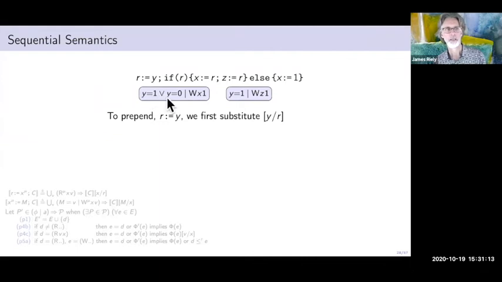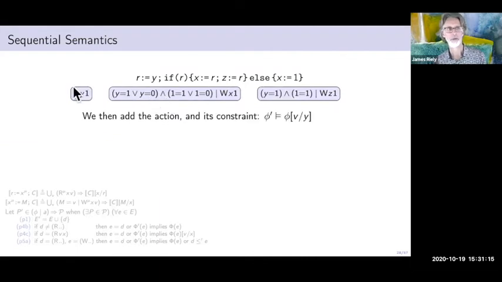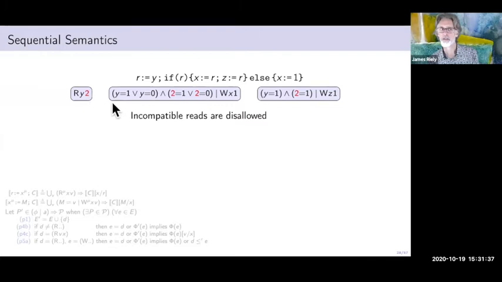Then we can actually add the event. So when we add the event, we're going to add a bunch of conditions, which is that the preconditions must be consistent with the value that I just read. Okay, so in addition to having y is 1 or y is 0, now I have 1 is 1 or 1 is 0. That's just substituting the value I just saw. So that's great. And note that this makes it so that incompatible reads are just going to be disallowed, right? If you read something that's not what you expect, this becomes inconsistent.